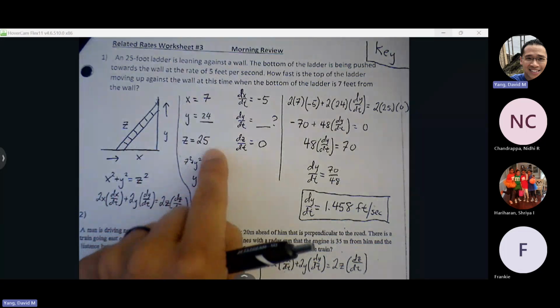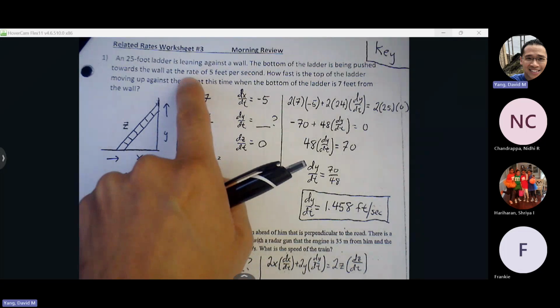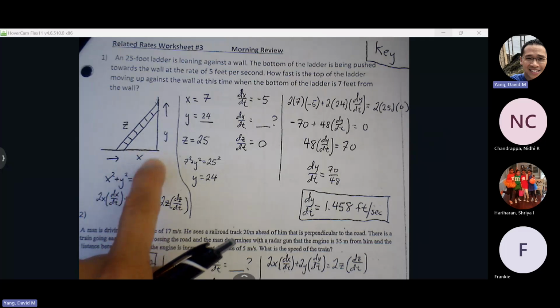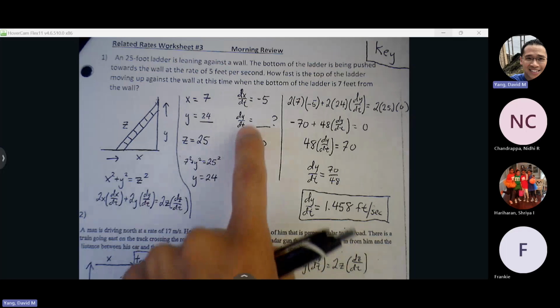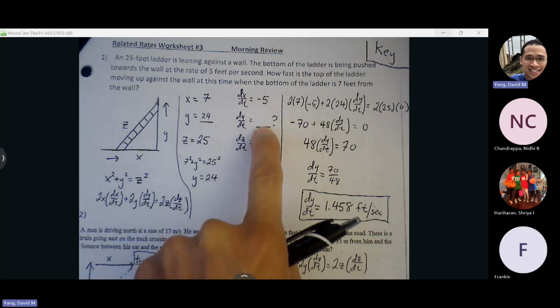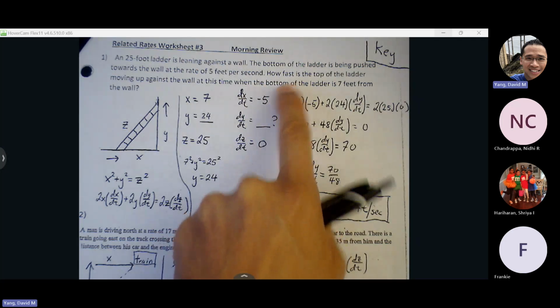25-foot ladder, that's going to be your z value. The ladder is being pushed towards the wall, so the direction doesn't matter. It's the fact that this horizontal length is decreasing over time. So we want to account for that by calling the dx dt a negative value, indicating that there's a decrease in length as time passes. dy dt is what we're looking for. How fast is the top of the ladder moving?